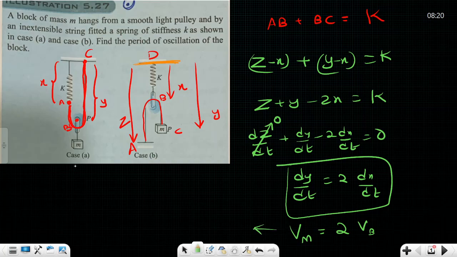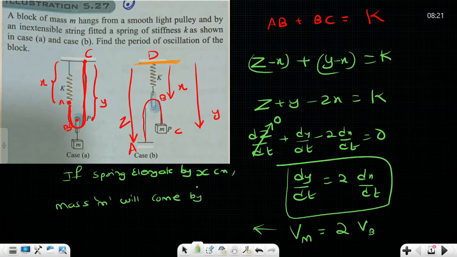Means what we can understand from this statement, if spring elongates by x centimeters, mass m will come down by 2x centimeters. That is what this statement means. I think it is very much clear for you using constraint motion. Sir, you can see it repeatedly. Since it is a video recorded, you can pause the video and you can also see it.